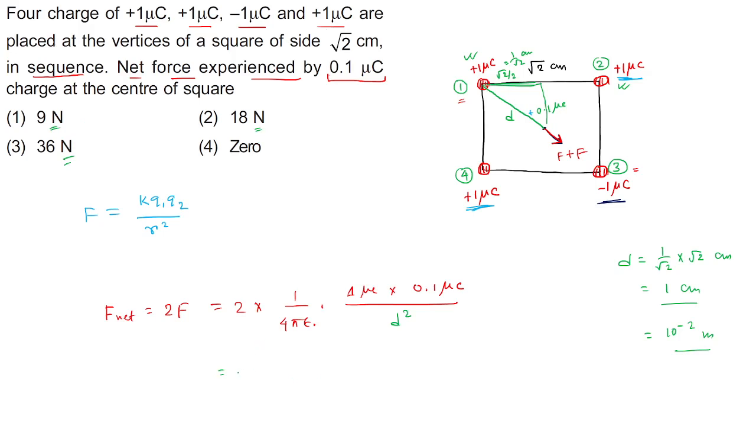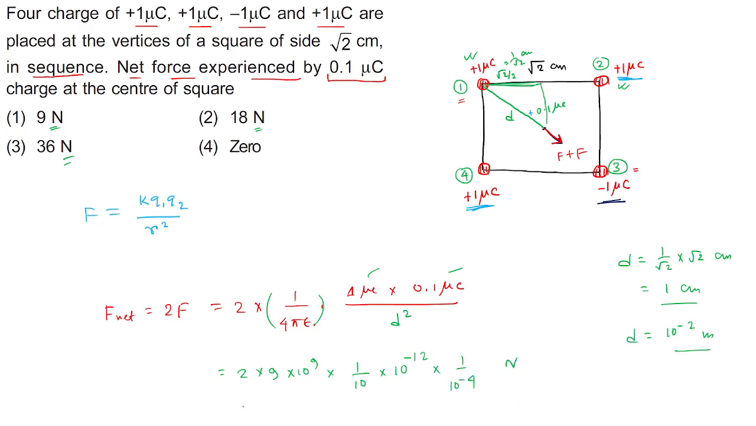So 2 times 1 by 4 pi epsilon naught, which is 9 into 10 to the power 9. 1 microcoulomb and 0.1 microcoulomb, so I write it as 1 by 10, and 10 to the power minus 6 and 10 to the power minus 6 gives 10 to the power minus 12. Then 1 by d square. The value of d is 10 to the power minus 2 meter, so d square is 10 to the power minus 4.